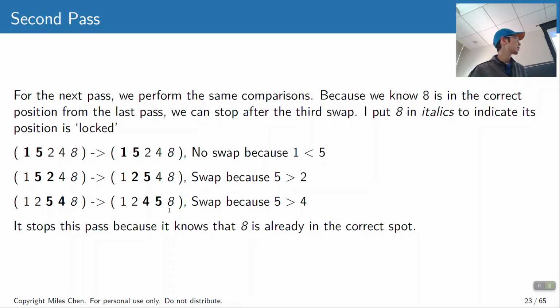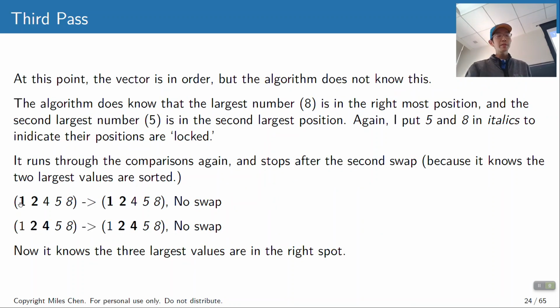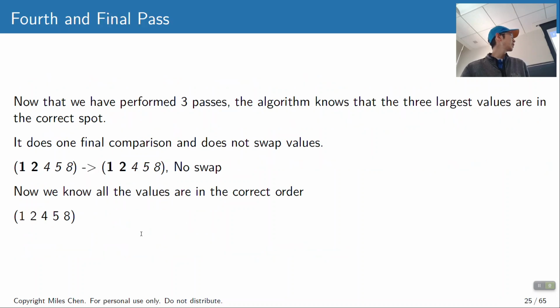So we know the 5 is already in the correct spot, and we don't have to do the 5 and the 8 because we already know 8's in the correct spot. And we keep going. So now we have 1, 2, 4. There's no swapping needed there. We compare 2 and 4. There's no swapping, so 4 is in the correct position. And then lastly, we do 1 and 2, and those are already in the correct order. So no swap there.